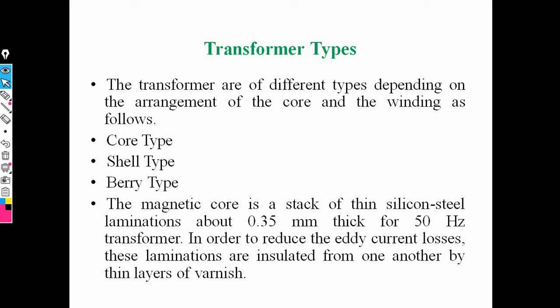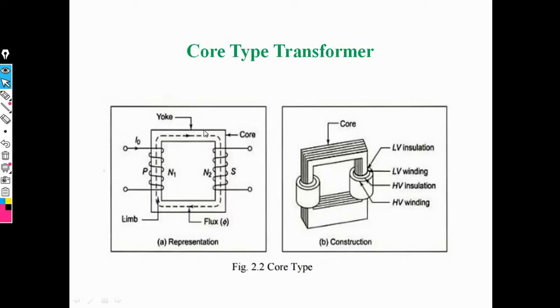Okay, now these are the three important types of transformer: first is core type transformer, shell type transformer, and berry type transformer. Okay, now these are the important types of the transformer. Now we have to explain. First type is core type transformer. Okay, now here the first type is core type transformer.